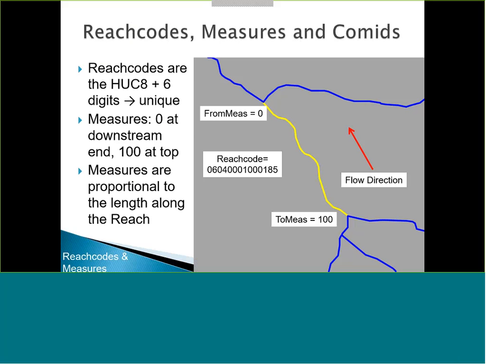The measures, you have a from measure of 0 at the bottom of the reach and 100 for the to measure at the top of the reach. So that defines the reach with the from measure and the to measure. The measures go upstream and are proportional to the length along the reach.